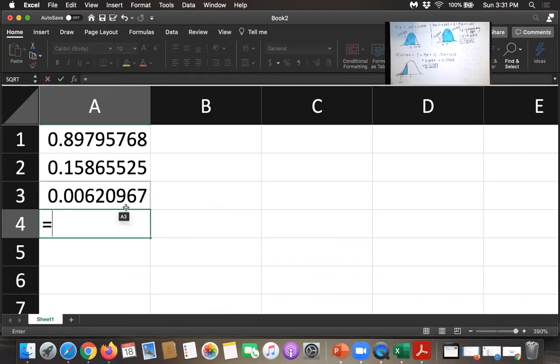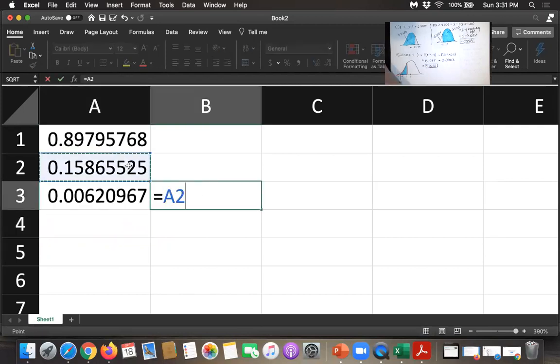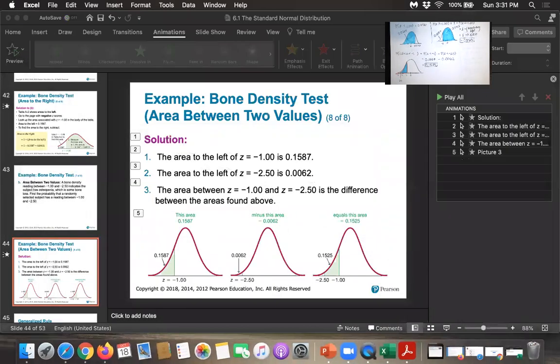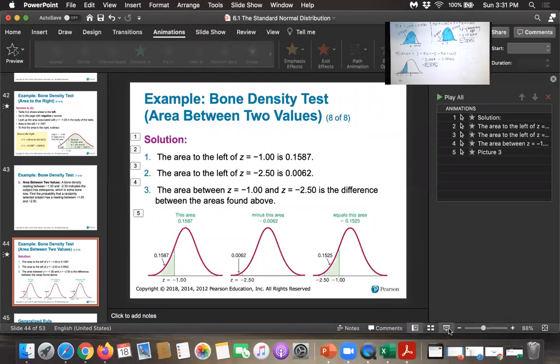And then the area in between is this area minus this area. And we get 0.1524, which doesn't quite agree with us. We had 0.1525, but that's just due to rounding. So this is slightly more accurate, the answer we got in Excel, but this is the answer that we got using the table. And either of those will be fine for your exam over this material.